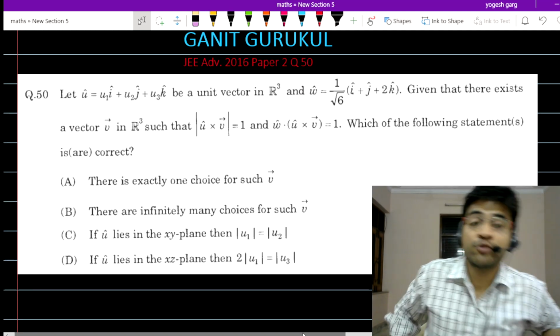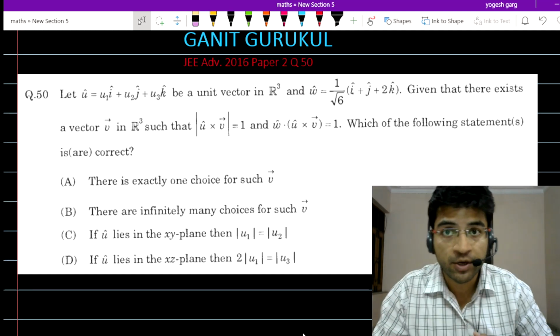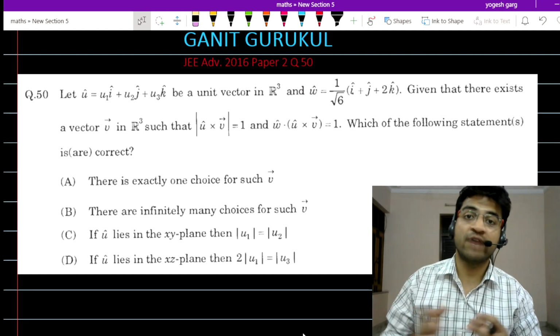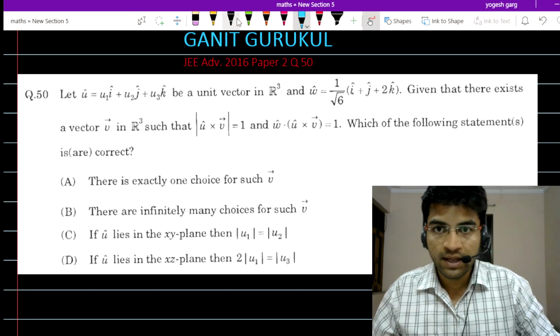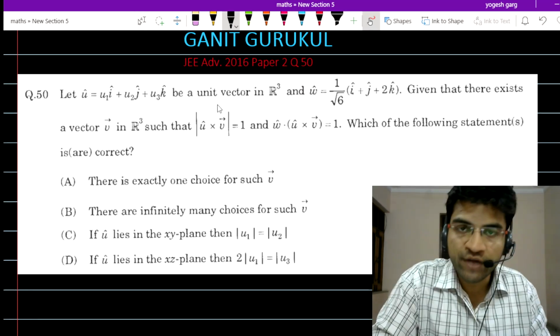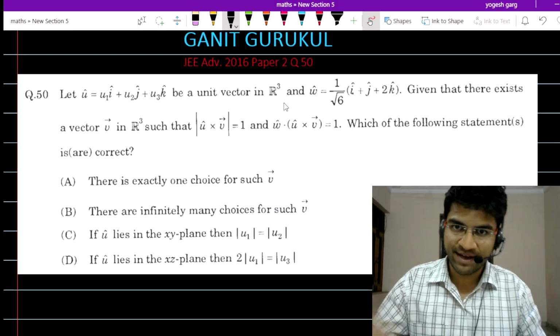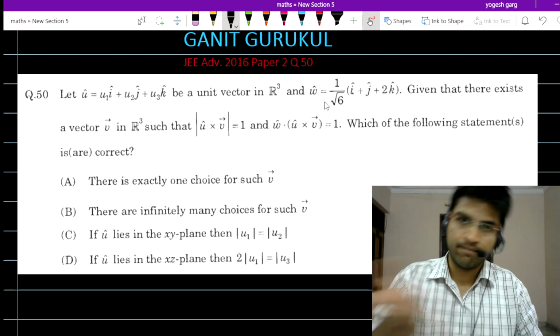In this video, we are going to discuss JEE Advanced 2016 Paper 2 question number 50, and this question is based on vectors. So what we have: let U cap be a unit vector in R cube, it means x, y, z real values. W cap is another unit vector, right?